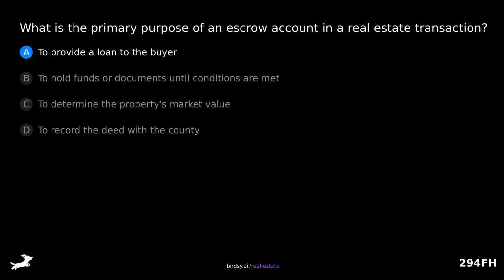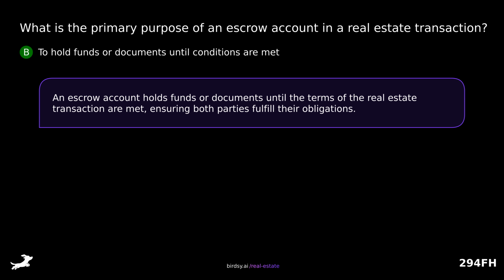Is it A, to provide a loan to the buyer, B, to hold funds or documents until conditions are met, C, to determine the property's market value, or D, to record the deed with the county? The answer is B, to hold funds or documents until conditions are met. An escrow account holds funds or documents until the terms of the real estate transaction are met, ensuring both parties fulfill their obligations.